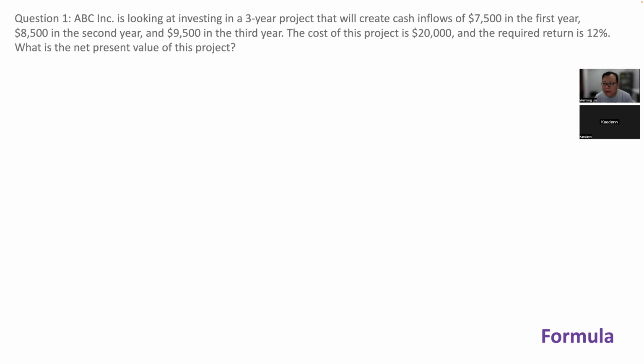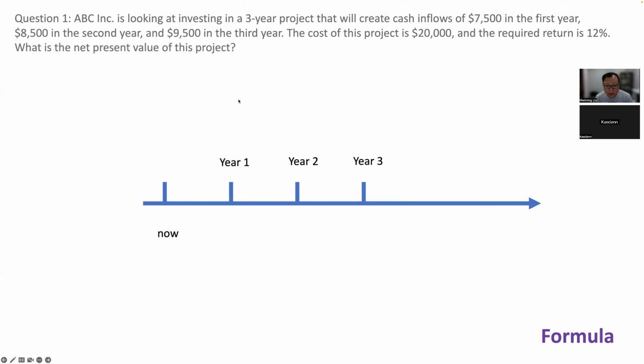So again, the first thing I always do is draw a timeline, okay? So now and then there are 3 years of potential future cash flows. And then I will label the cash flows, right? So the cost of this project, that is the upfront money you have to pay, that's the $20,000, which is the cash outflow. So that's defined as a negative number.